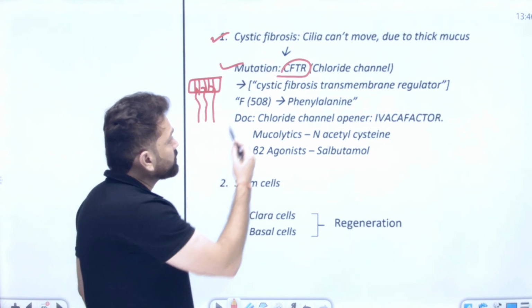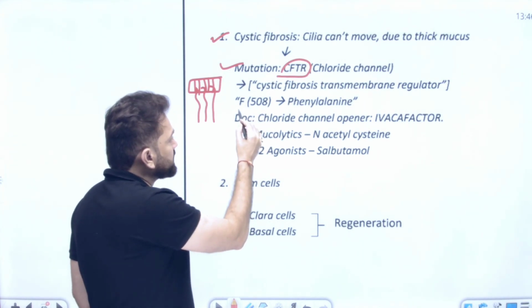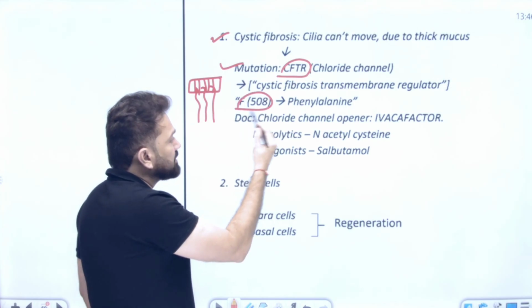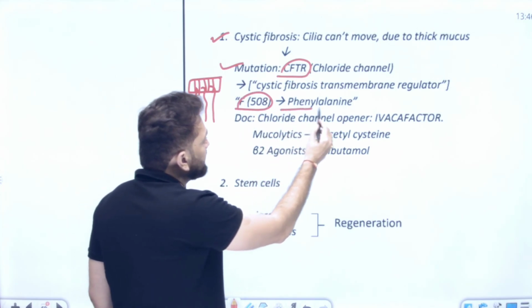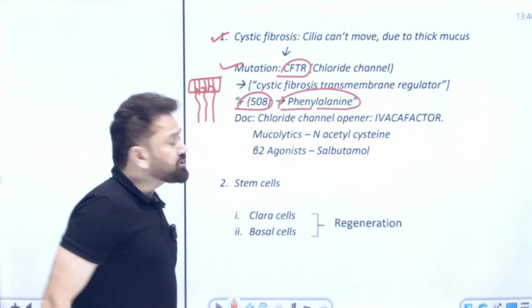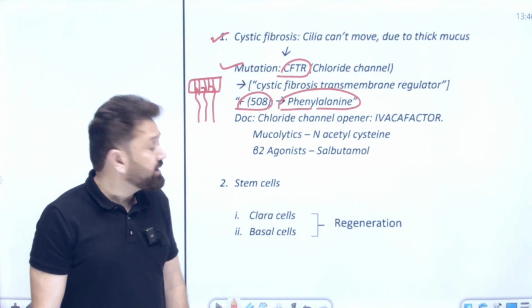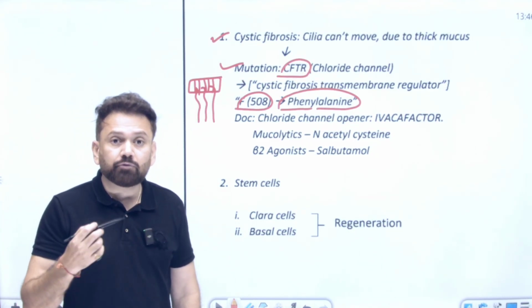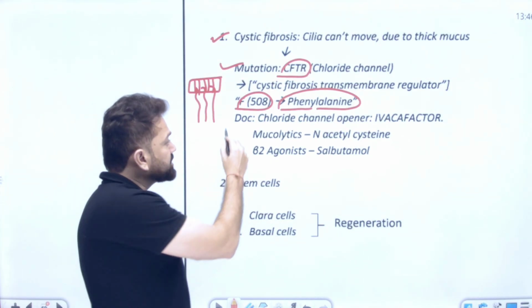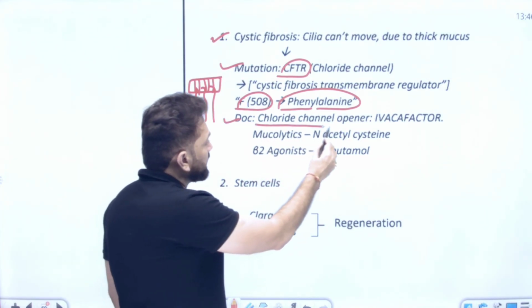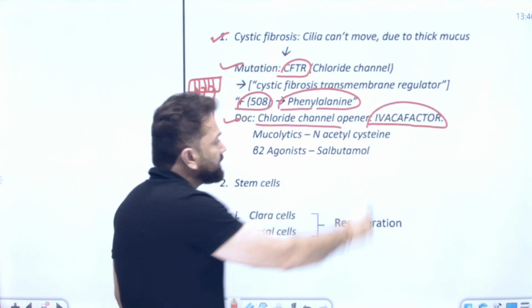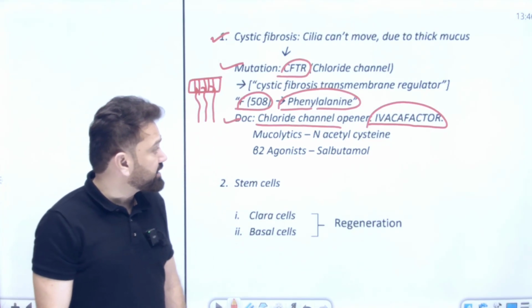In this, there is a mutation, and at which position? F508, and which amino acid is involved? Phenylalanine. So which amino acid is involved in cystic fibrosis? The answer is phenylalanine, and that is why, doctor, the drug of choice is a chloride channel opener, and the name is ivacaftor. Ivacaftor or chloride channel opener.